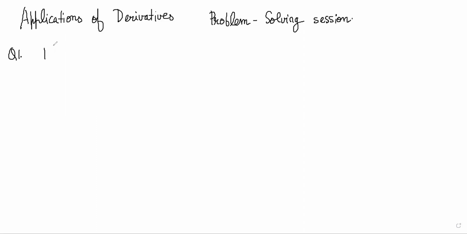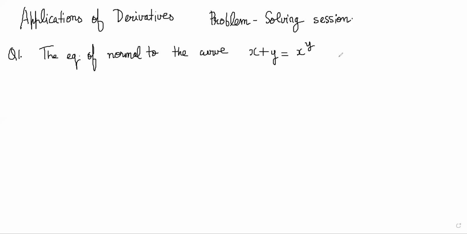I don't have. Okay. The equation of the normal to the curve x plus y is equal to x power y, where it cuts the x-axis. The x-axis is what? So think about it. I'll try to understand the question, what it means.